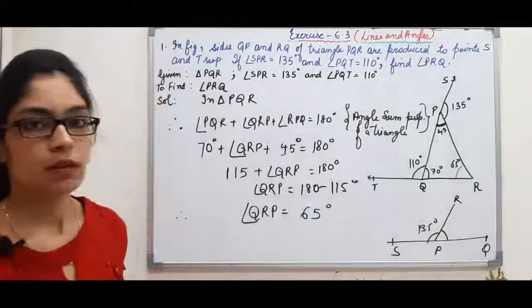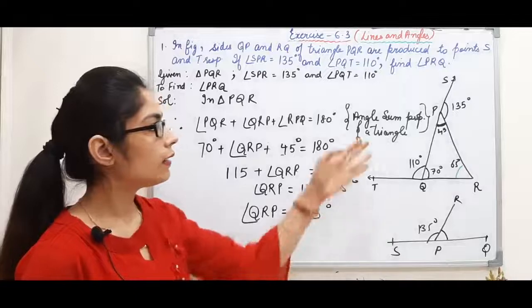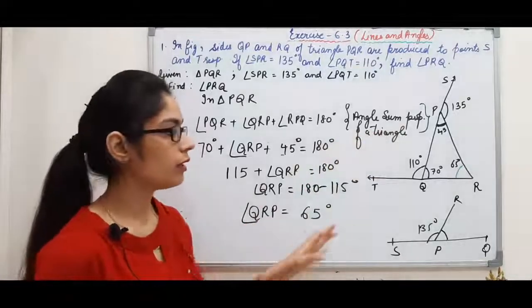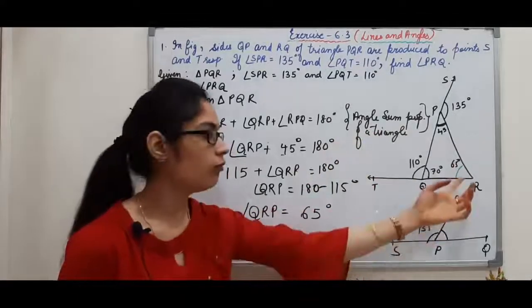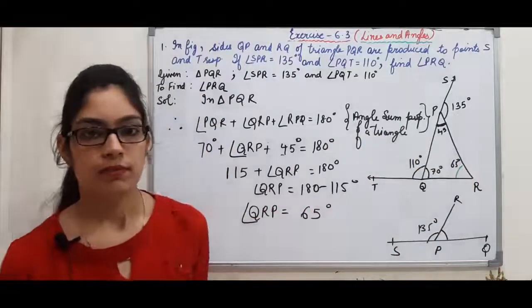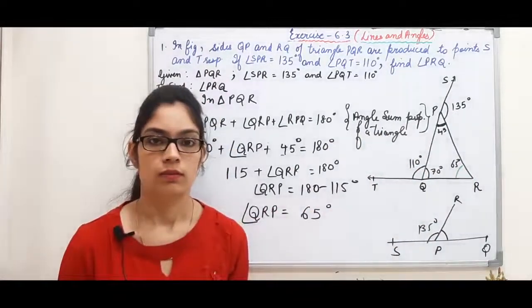So we have just used the theorem, the angle sum property of a triangle, and we have found the value of angle R, which is equal to 65 degrees. Now let's do the next question.